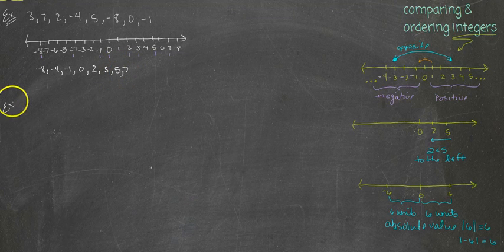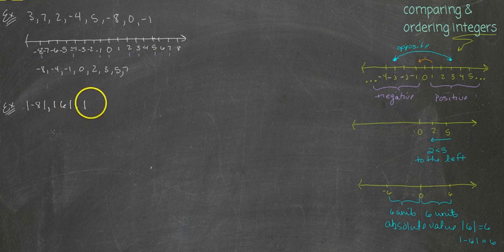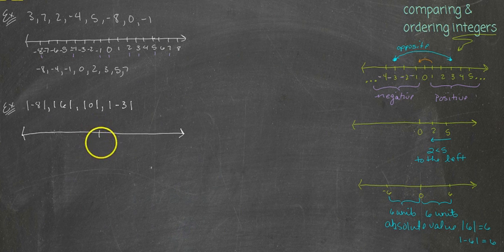So this time let's use the number line to determine the absolute value of a couple numbers. Let's do something a little bit tricky. Let's put these in order. So the absolute value of -8, absolute value of 6, absolute value of 0, absolute value of -3. Okay, that's enough. So again, the absolute value of -8.